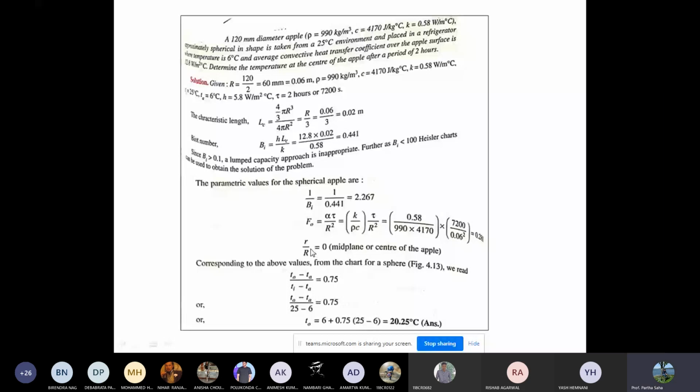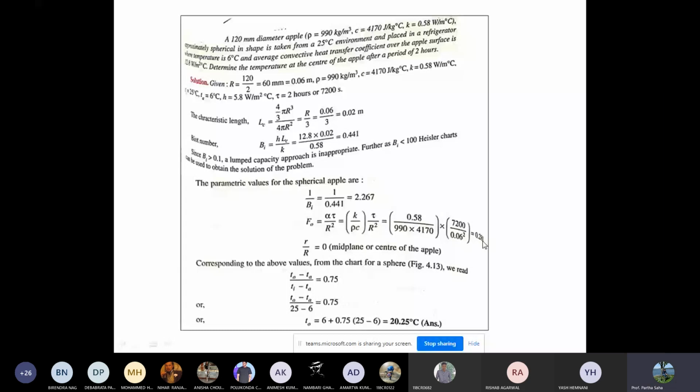R by R0, that is the mid plane. So again from 4.13, T0 minus TA over Ti minus TA is 0.75. You solve for T0, 20.25. As simple as that, because it has to calculate the mid plane temperature. So it's very simple. The only thing is that you have to use this chart from the Heisler chart to define R by R0, and then 1 over Biot number this, and for Fourier number 0.2328. Okay, as simple as that.